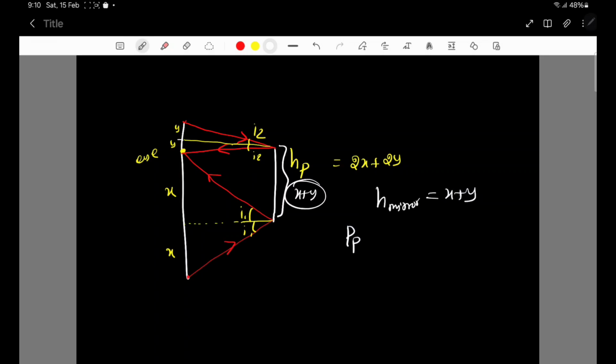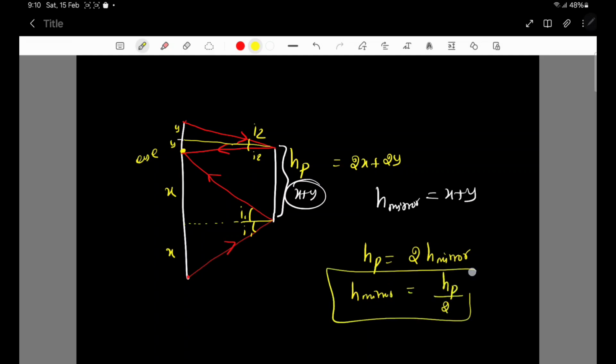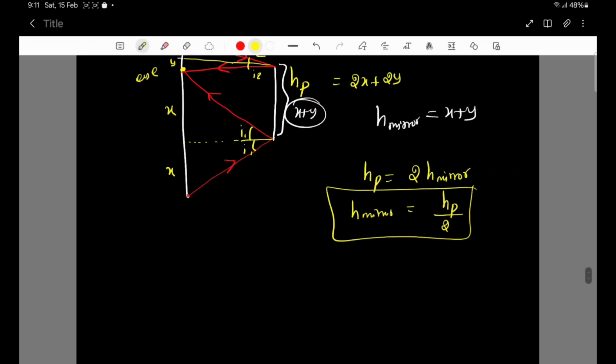The height of the person is twice the height of the mirror. It's so clear. So the height of the mirror should be equal to 1/2 times the height of the person. So if the person's height is 6 feet and he wants to see his image fully in the plane mirror, he needs a mirror with a height of 3 feet. That's what we proved through these ideas.